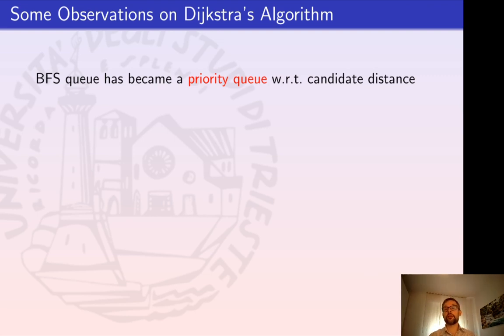So let me make some observations about the Dijkstra algorithm. As I just said, what was a queue in BFS now has become a priority queue with respect to candidate distance. Why? Because we have this queue containing all the elements, and at each extraction we always select the one having the minimal candidate distance. So right now this is a priority queue.